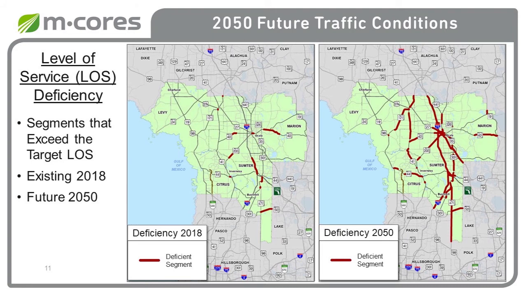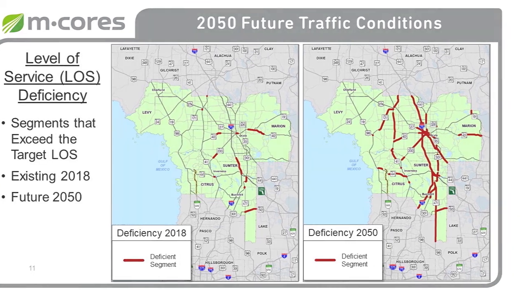These graphics show locations within the study area where traffic volumes exceed the target level of service. Comparing existing year 2018 conditions to the future year 2050, there are many roadways within the study area that are forecasted to operate with a deficiency. These include I-75 and Florida's Turnpike and other major roadways.